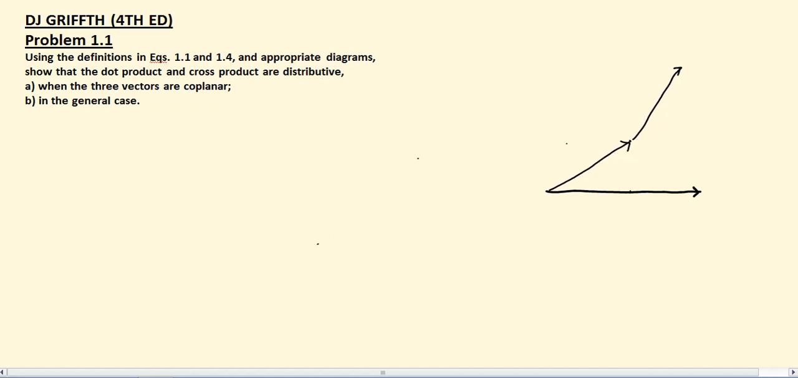From today onwards, we will solve the problems from Introduction to Electrodynamics by Griffiths. Here we have three vectors which are coplanar. That means they are all in a single plane. Now in order to solve this problem, let us join these lines like this.